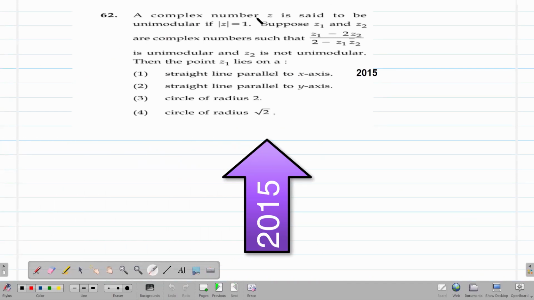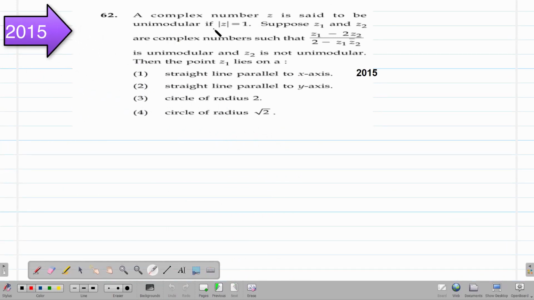Now, a complex number Z is said to be unimodular if mod of Z is 1. Suppose Z1 and Z2 are complex numbers such that (Z1 minus 2Z2) upon (2 minus Z1 Z2 bar) is unimodular and Z2 is not unimodular, then the point Z1 lies on. So we have to follow all the given conditions. Unimodular means that mod of Z is 1. So its modulus is unity.